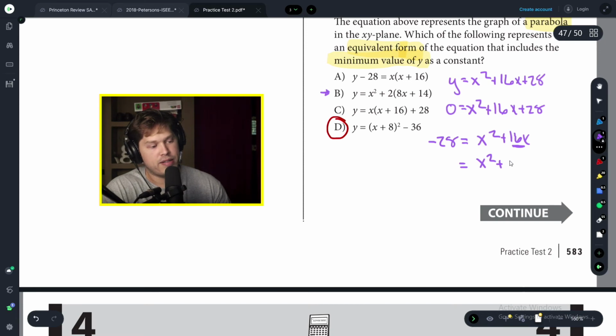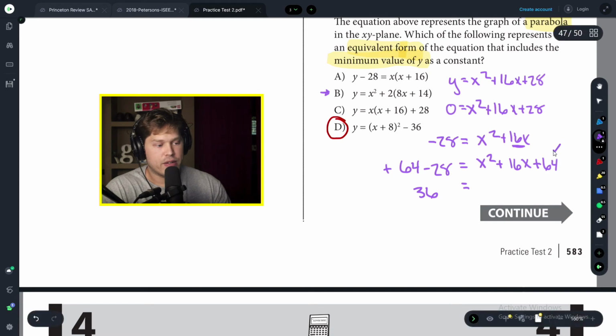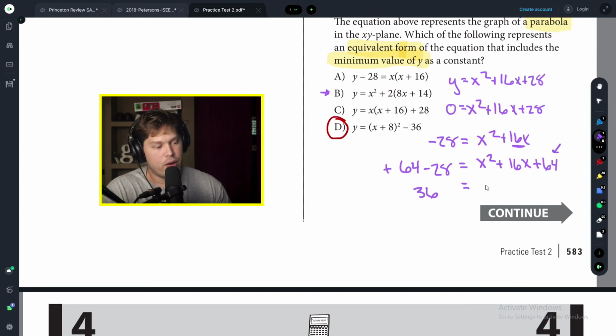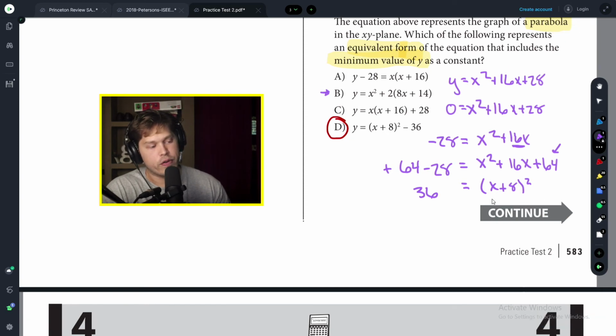x squared plus 16x plus 64. And what you do to one side, you have to do to the other. So we have positive 64 minus 28, and then we simplify. So we have 36 equals what? Well, the reason we added this 64 is because we're completing the square, and that just means we can factor this to be x plus 8 squared. And then we can subtract over the 36 and get choice D.